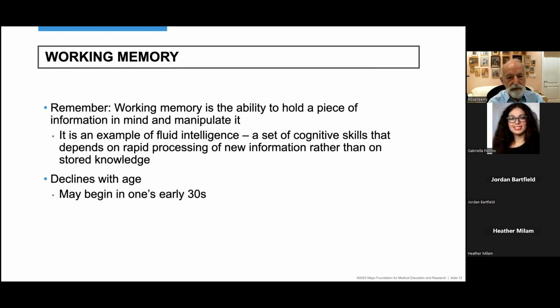Working memory is the ability to hold a piece of information in mind and manipulate it. And it is an example of fluid intelligence, a set of cognitive skills that depends on rapid processing of new information rather than on stored knowledge. And working memory declines with age.